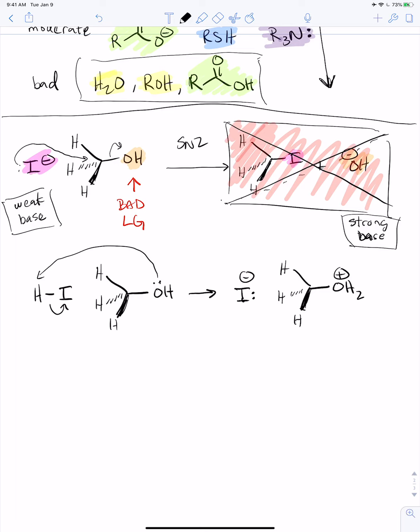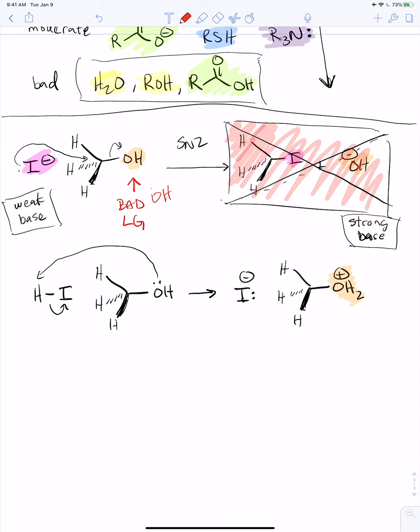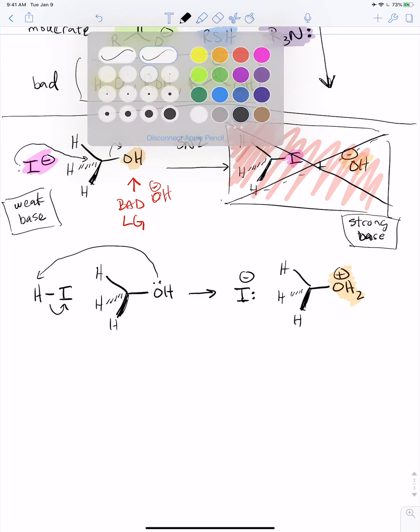Okay, so now let's look at what we have. In the first step of the mechanism, what was preventing the reaction from happening before, when we weren't using hydroiodic acid, we were just using straight up iodide, was that our leaving group was a bad leaving group. And that's because when it would come off, if we look up here, we would form OH minus, which we know is a strong base. It's like a canonical strong base.